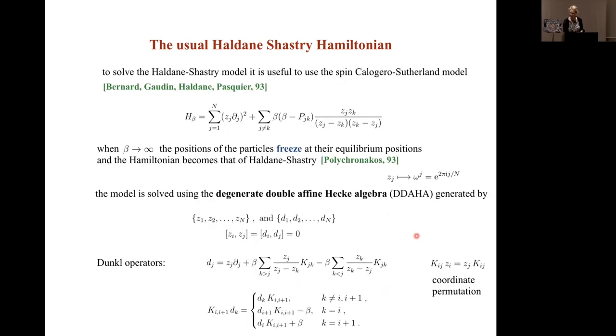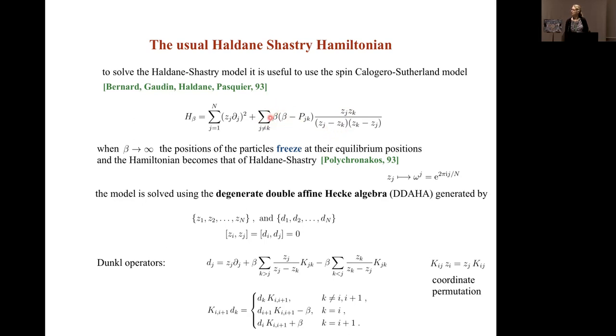Now, if you want to solve this model, you better go to some more general model where the positions of the particles can change. So it's a dynamical model, and it's called the spin Calogero-Sutherland model. The solution of this model was obtained before I started my PhD, or the year when I started my PhD.